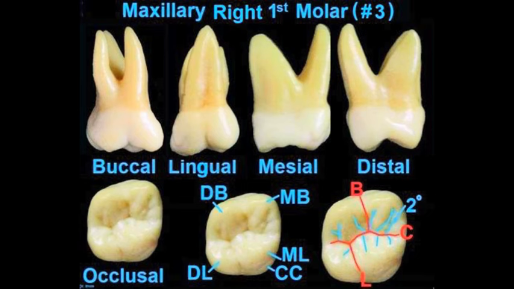Distobuccal root is narrow, while the lingual root is seen more prominent. There is greater curvature of the lingual root.